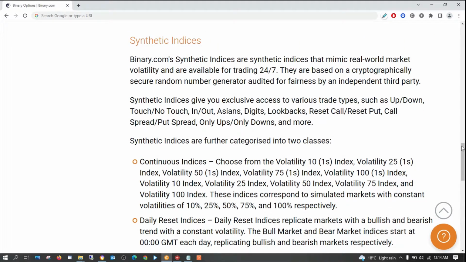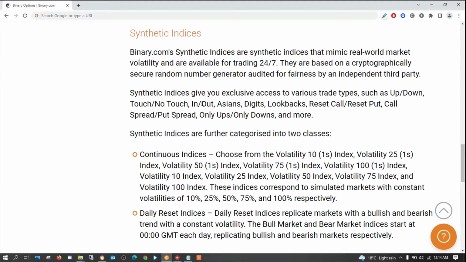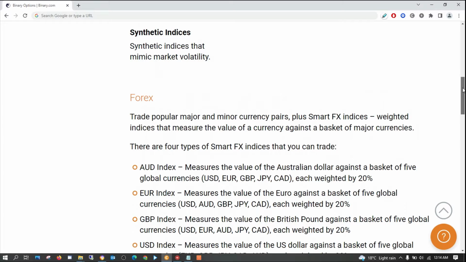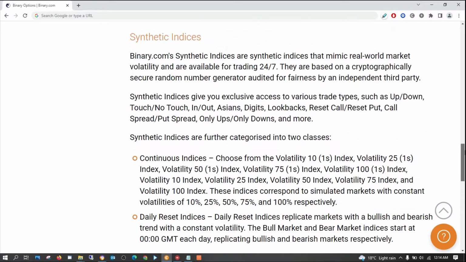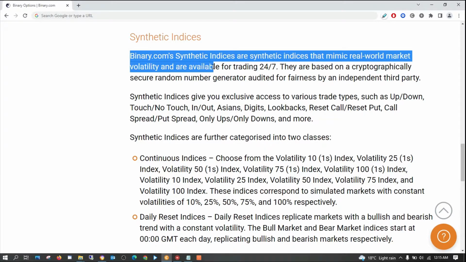And then lastly, we have the synthetic indices. Synthetic indices are the main kind of trade that we're going to deal with on this channel, and apart from this one, we'll also do forex on this channel. Now, what are synthetic indices? Binary.com's synthetic indices mimic the real market volatility and are available for trading 24/7.